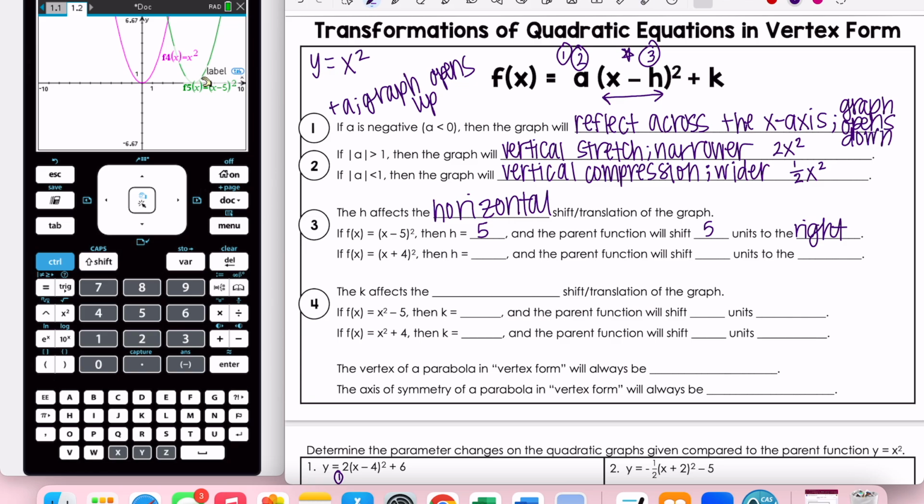So again, here's what I mean by you have to think the opposite. Typically, our brains are wired to think that if we see the minus sign here, we have to go left. But when it comes to the quadratic equation in vertex form, we have to go the opposite. We have to go to the right.